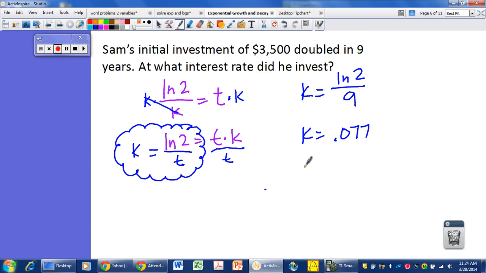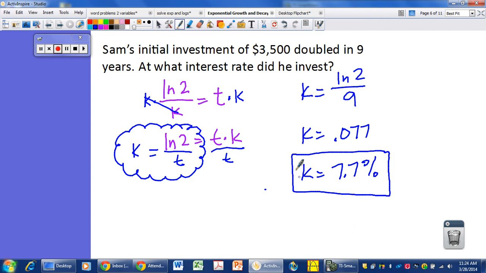So if we multiply that by 100, we can change this to 7.7%, the rate at which Sam invested. Even if he would have invested $20,000, it would have still taken 9 years to double if he got an interest rate of 7.7%. So the amount of money initially invested doesn't matter. It is the rate that makes your doubling speed up.